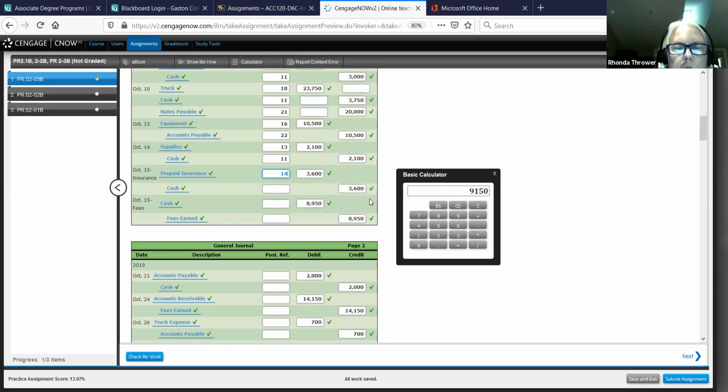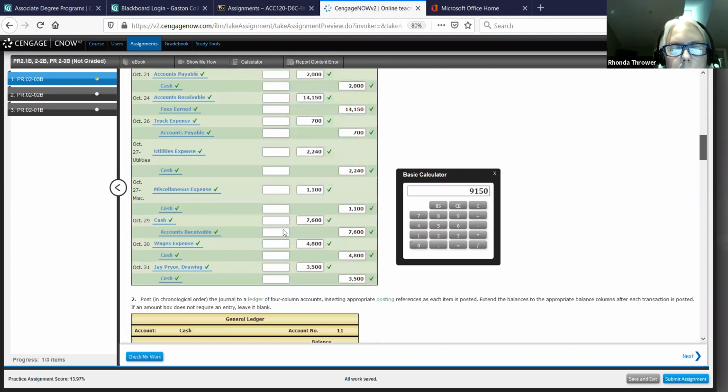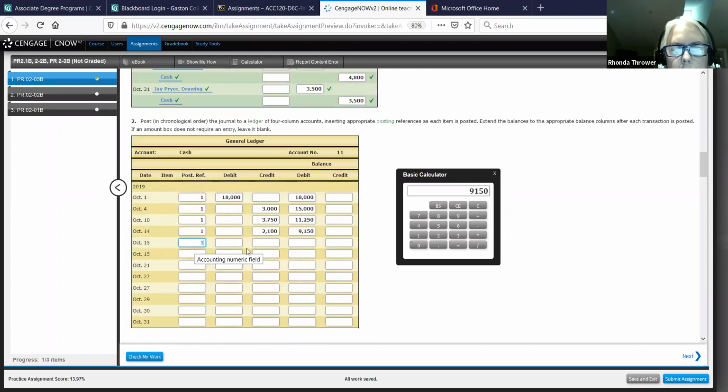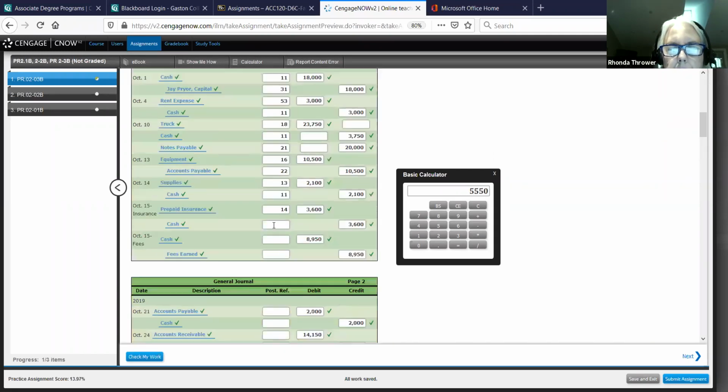Our cash account is credited for $3,600. Journal page 1, $3,600. And we'll subtract $3,600 from the $9,150. And that leaves you with $5,550. And you'll pick up the 11. And you'll put it there, and then we'll move to the next one.